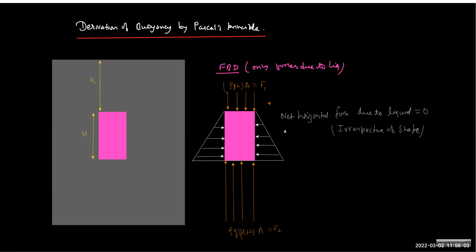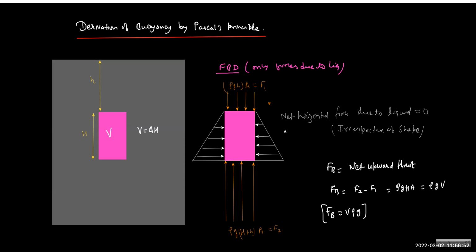So the buoyant force is defined as the net upward thrust, and thrust is defined for the liquid, not for other things. In this case, you can write it as F2 minus F1. That's it. And this turns out to be rho g capital H into A, correct? And the volume V is nothing but A into H. So you can realize that this is V rho g, the buoyant force formula.